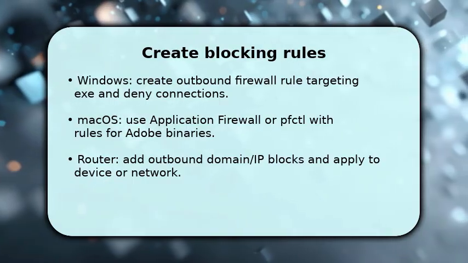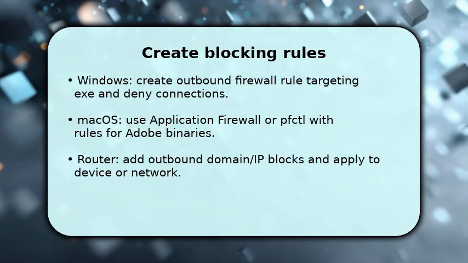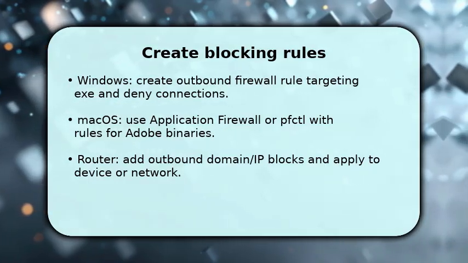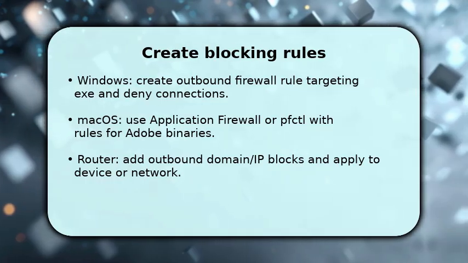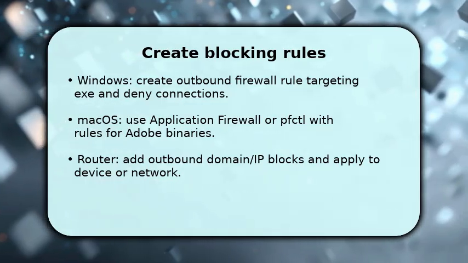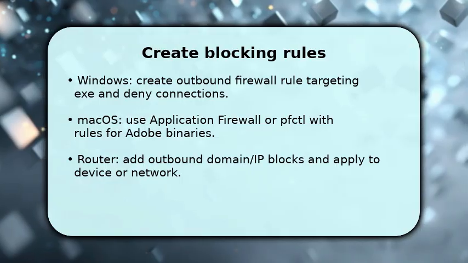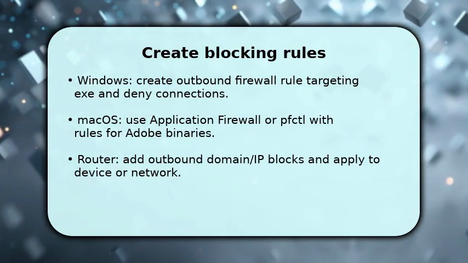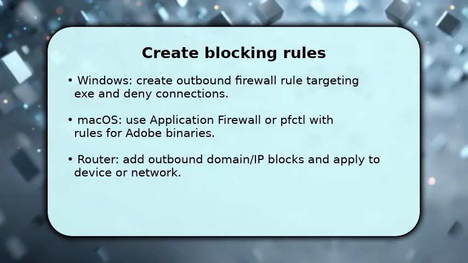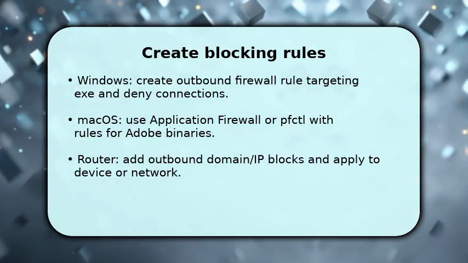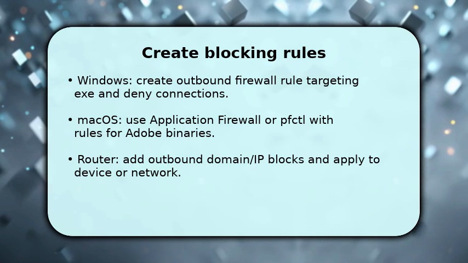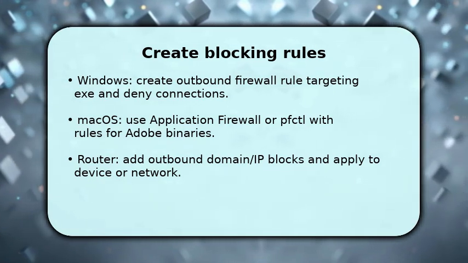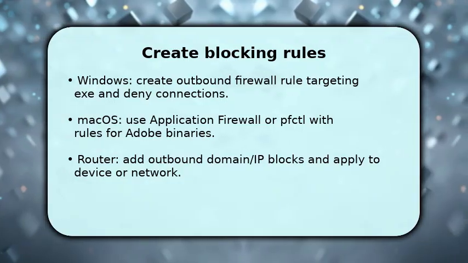On Windows, open Defender Firewall with Advanced Security. Make a new outbound rule that blocks the Adobe executable path and select all profiles. On macOS, add the app to the application firewall or write pfctl entries to deny outbound to Adobe domains, then load them. For router-level control, add domain or IP blocks and assign the client by MAC or static IP. Make sure rules cover both IPv4 and IPv6 addresses, so traffic cannot bypass the block.